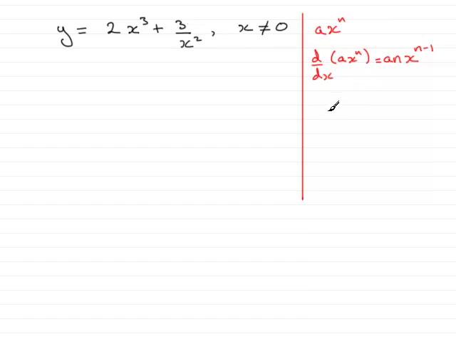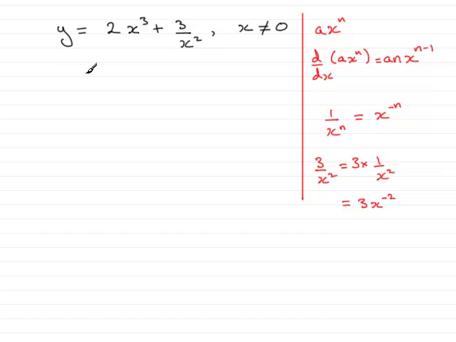Well, you've got to remember the rule that 1 over x to the power n is the same as x to the power minus n. So what we can do with 3 over x squared is to think of this as 3 times 1 over x squared. And 1 over x squared, by this rule here, is going to be 3 times x to the minus 2. So 3 over x squared can be written like this, and it's in this format. And then we'll be ready for differentiating.